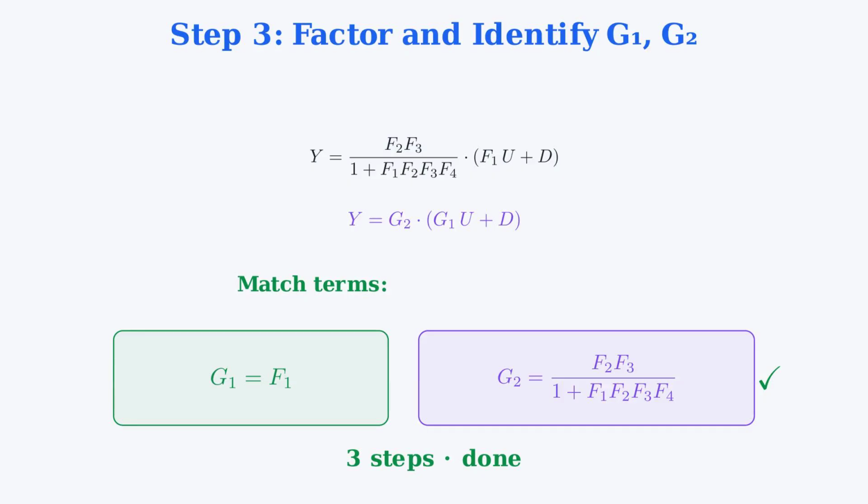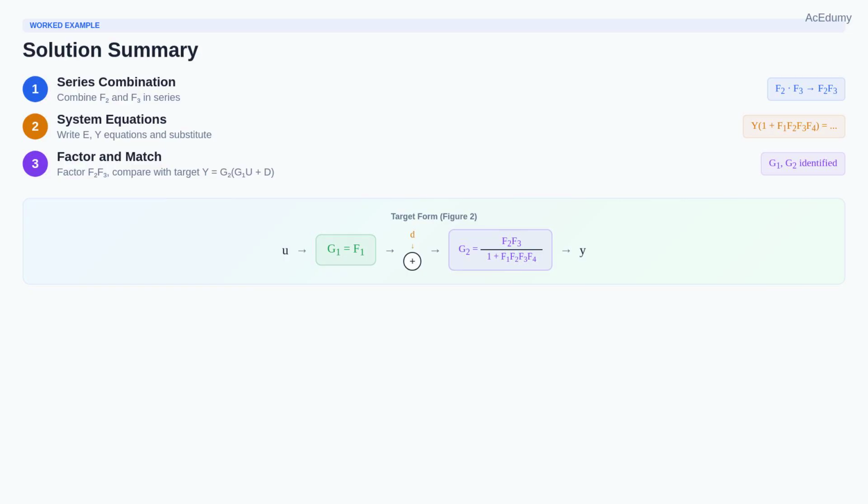Now compare this with the target form. Y equals G2 times the quantity G1 U plus D. By matching terms, G1 equals F1. G2 equals F2 F3 divided by 1 plus F1 F2 F3 F4. That is our answer. Let us recap.